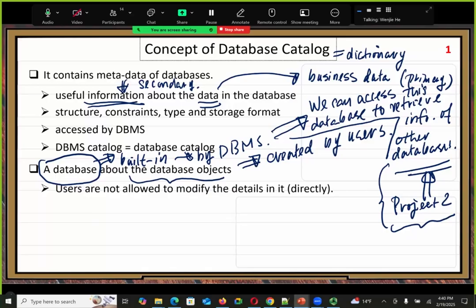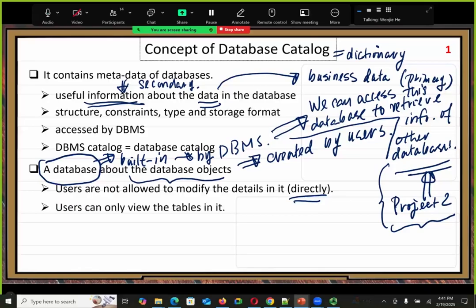Users are not allowed to modify the details in the directory, because you may mess it up. What does modifying directly mean? We know the data is stored on the hard drive. If you use some way to access the hard drive data directly, you may mess it up, so you're not allowed to do that. You have to access the data through the DBMS. The DBMS gives you the right way to modify the data. To modify a table, you need to use appropriate syntax, not go directly to the hard drive and work on the data. That's not allowed.